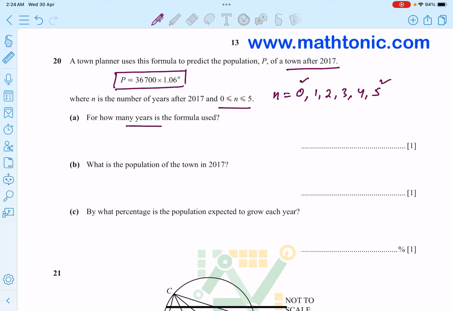For how many years is this formula used? Very simple. For how many years? 5 years. Because when N equals 0, 1.06 power 0 becomes 1, right?